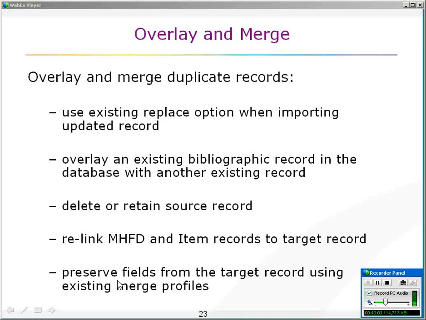On top of that, though, we can now overlay an existing bib record in the database with another existing bib record. So this would be a case where perhaps there are some suppressed records attached to purchase orders or suppressed records that are part of circulation transactions or other sorts of things like that. And we'll go through a number of the different examples here in the course of this session. We have the opportunity to delete or retain the source record.